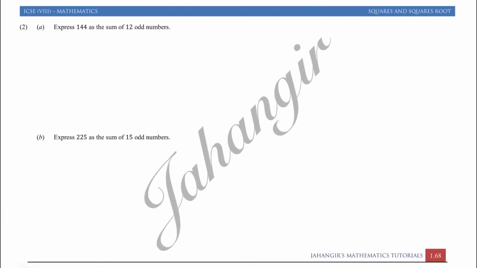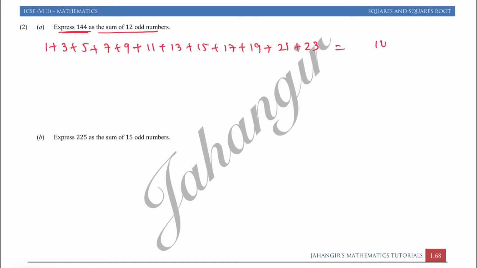Next, the second question is also dependent on the same type. Express 144 as the sum of 12 odd numbers. So we are just expressing it as the first 12 odd numbers. So 1 plus 3 plus 5 plus 7 plus 9. This is 5. We have to express it as 12 odd numbers. 11 plus 13 plus 15 plus 17 plus 19, 20 means that is 10 odd numbers, then 21 plus 23. This is 12 odd numbers. Its total, if you see, is 144. Why? Because there are 12 odd numbers, that is 12 square.